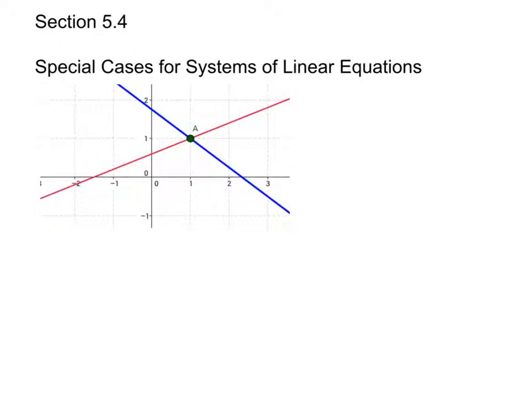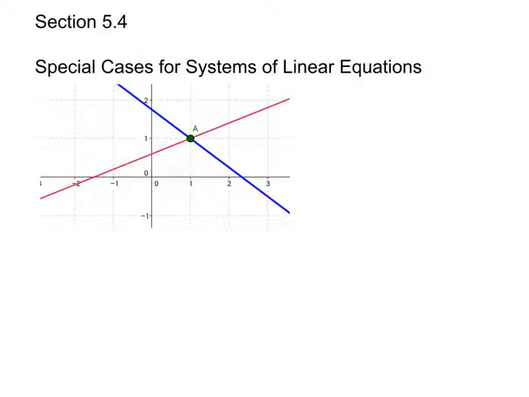Okay, so we've talked about three different methods for solving systems of linear equations. We've talked about graphing, we've talked about substitution, we've talked about elimination. In all of these cases so far, we've been able to find the point of intersection of two lines, which is represented by an ordered pair.